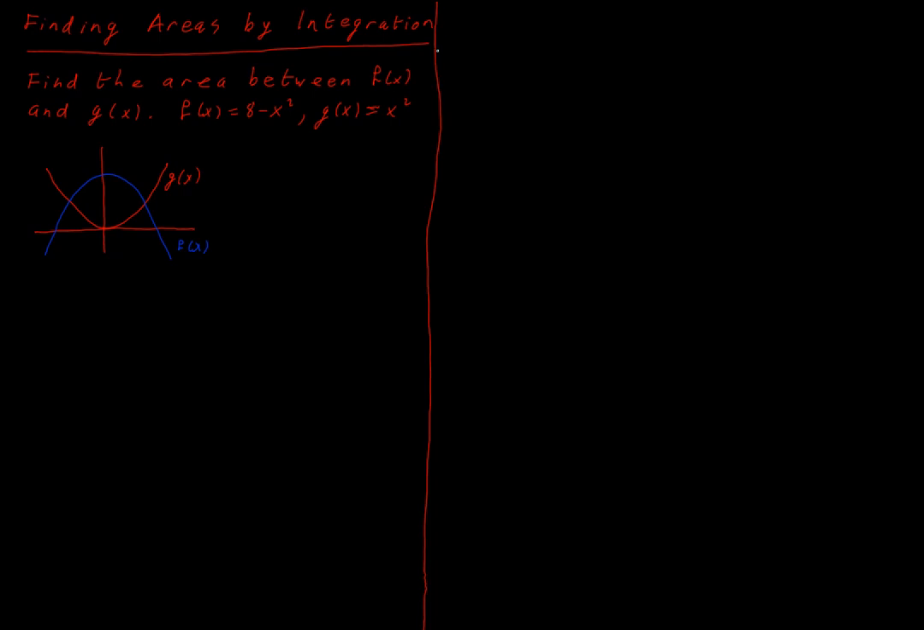Hello. Continuing, we're going to look at how to find the area between two curves. So if we're asked to find the area between f of x and g of x, where f of x is given by 8 minus x squared, negative quadratic, so a frowny face, and g of x is equal to x squared, positive quadratic, which is going to be a smiley face. So we're looking for this area in between here. So that is the region that we are asked to find out about.